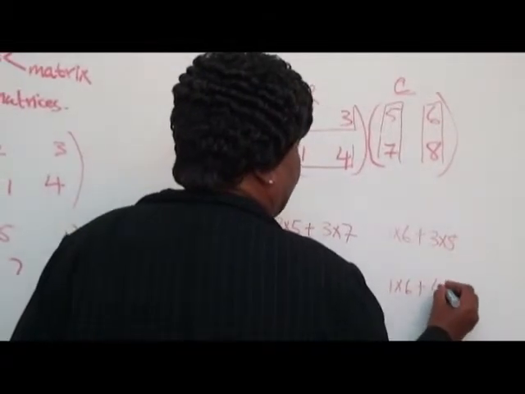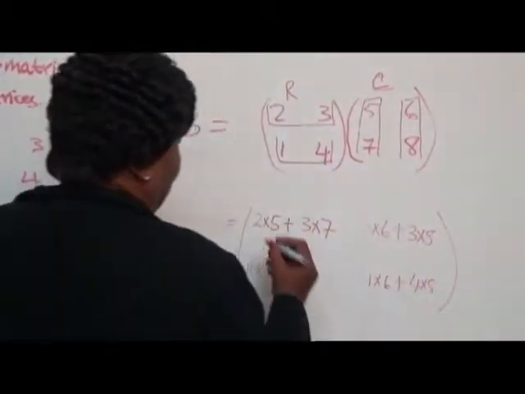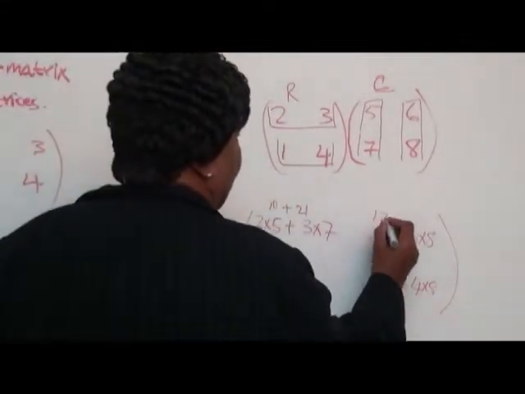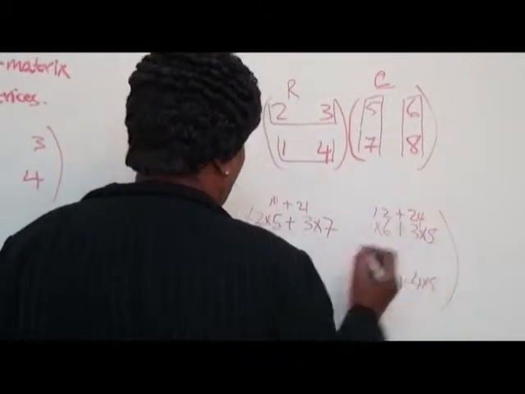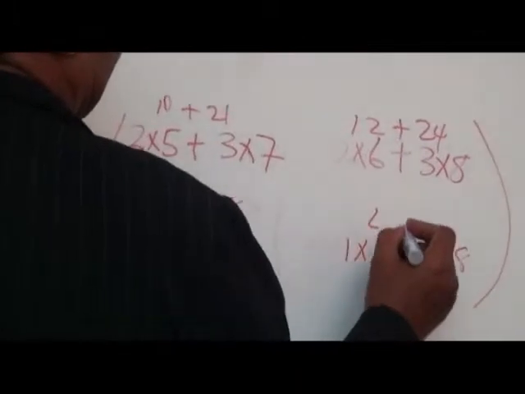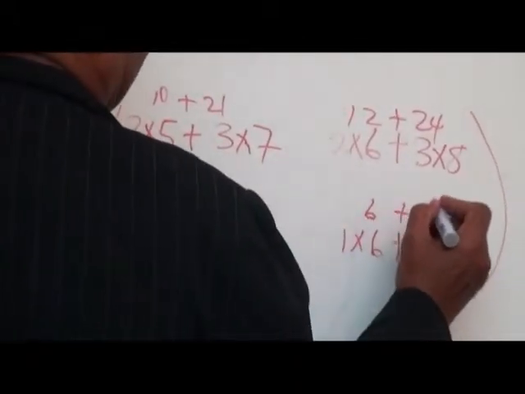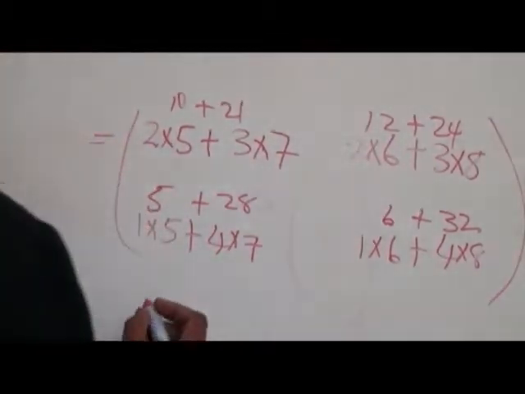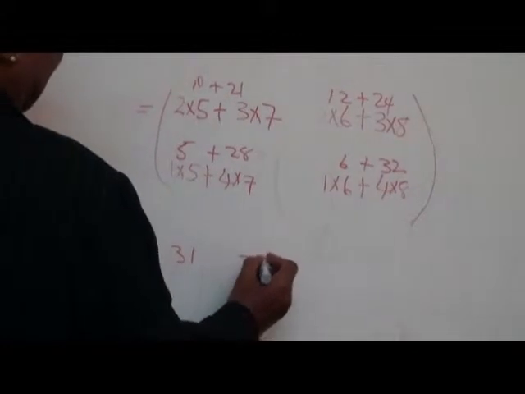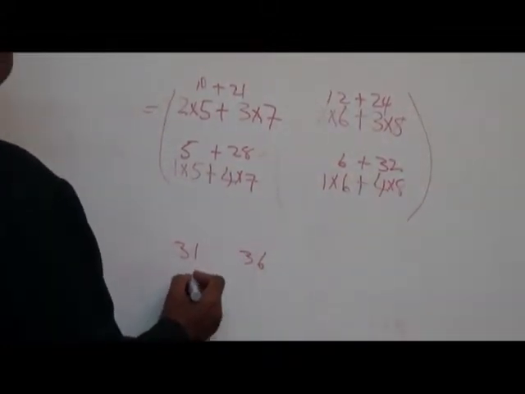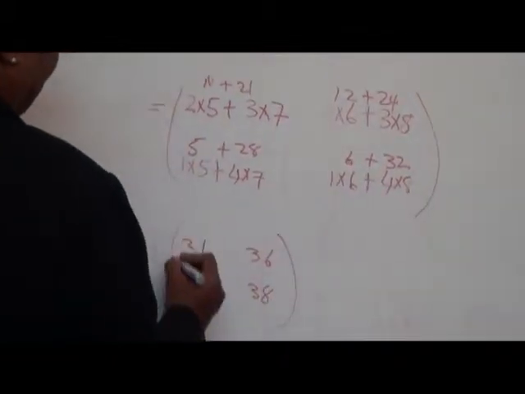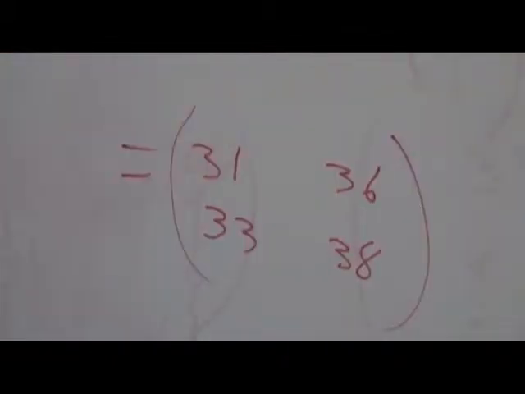plus 4 times 8. And we just do a little: 2 fives, 10, plus 21; 12, plus 24; 5, plus 28; 6, plus 32. And so we have 31, 36, 33, and 38. Just doing the addition, and that is the answer.